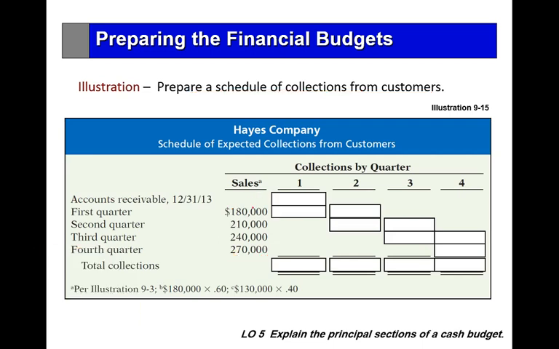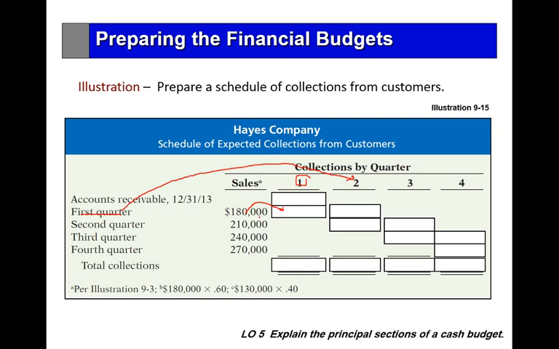Here we have the first quarter, where we expected to sell 180,000. Of these sales, 60%, sorry, 60% of the first quarter sales we expect to collect in the same quarter, which is the first quarter, and the rest we collect in the following quarter, the second quarter.